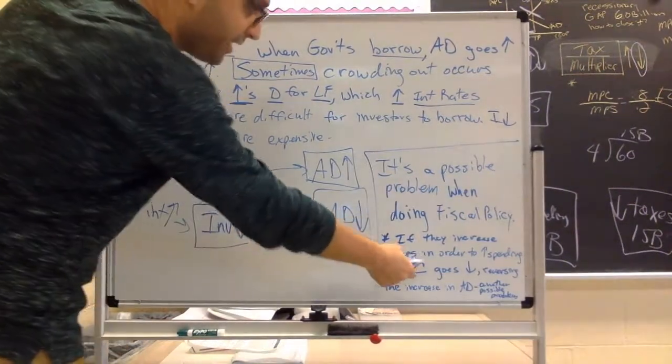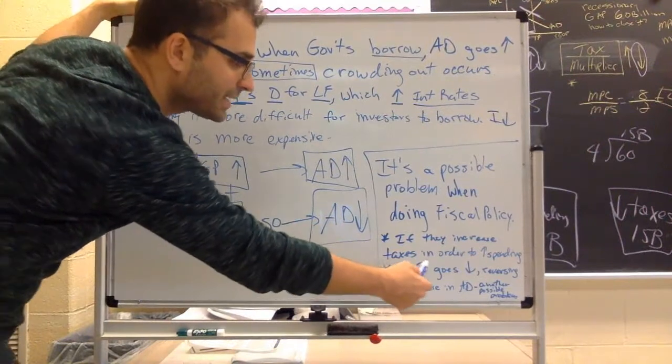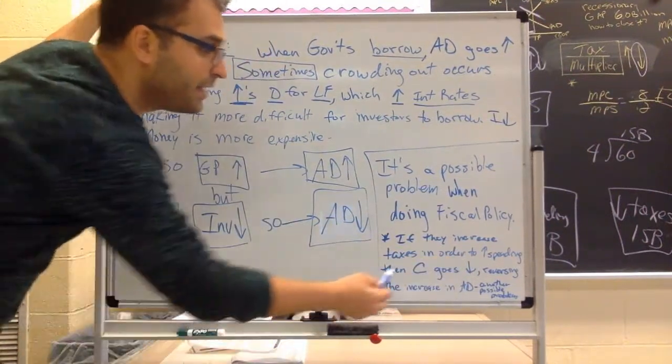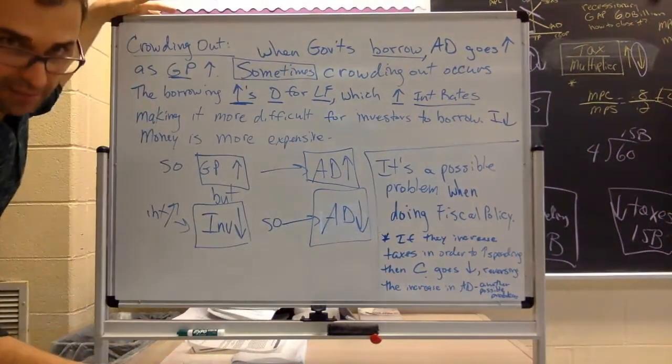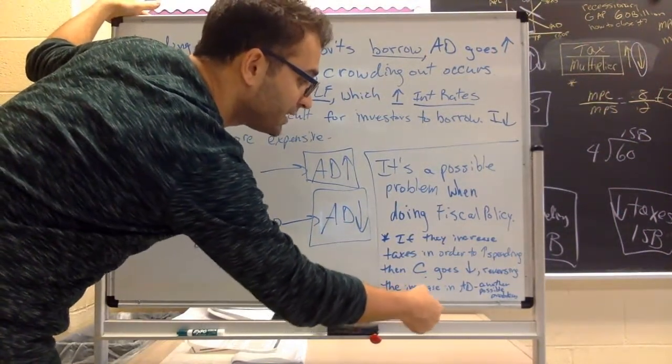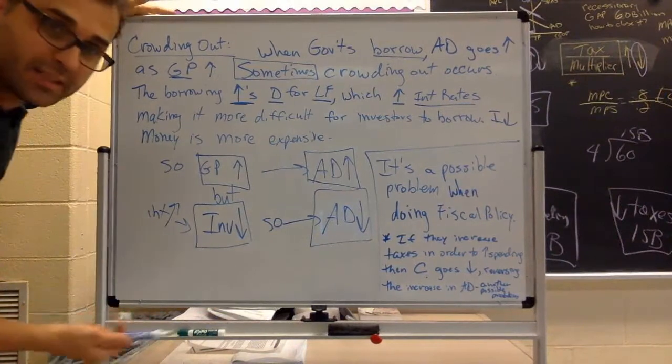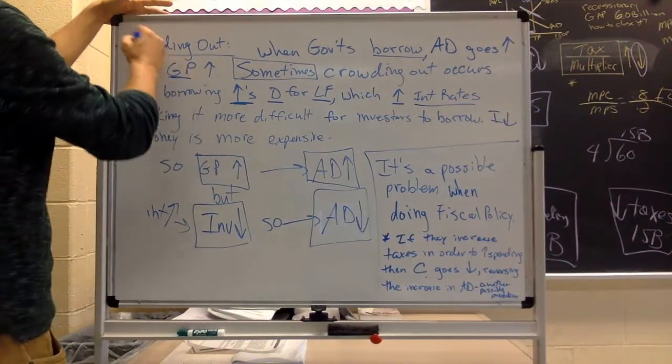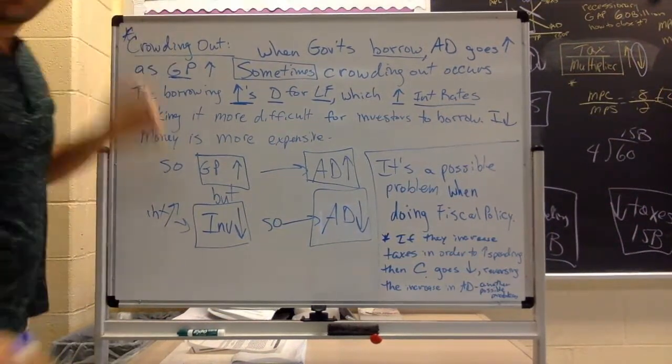Okay, and the other example I said, if they increase taxes in order to increase spending, then consumption will go down instead of I going down, because it's reversing the increase in aggregate demand. So another example of crowding out. But the main example was the one up here. Okay, I hope that makes sense.